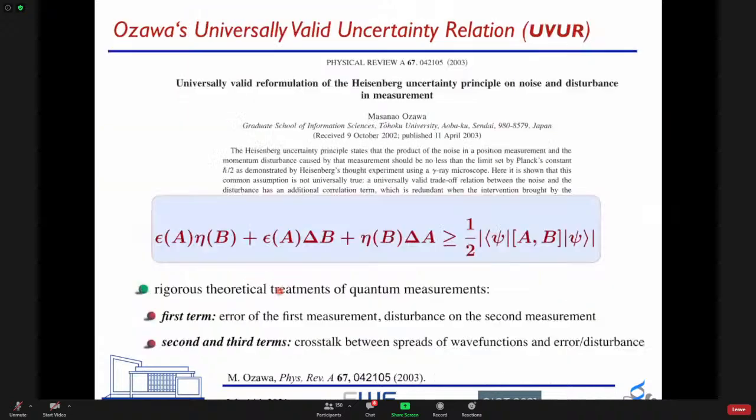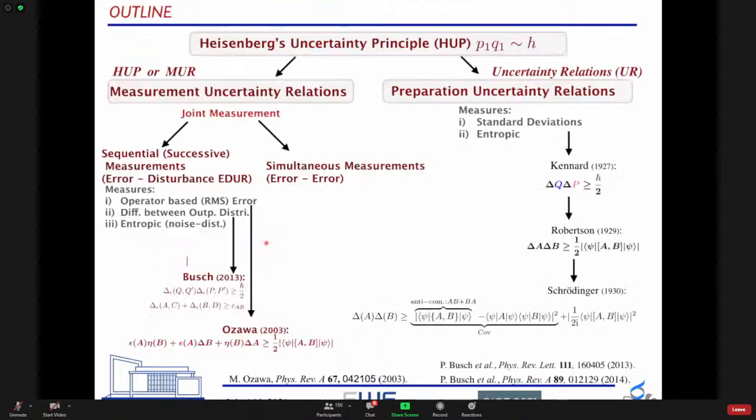find new concepts. And this was done first by Professor Ozawa, who also gave a talk, and I think it was in the first week of the summer school. And in 2003, he introduced these so-called universally valid uncertainty relations, where you not only have the two terms of error and disturbance, but you also have the standard deviations of the observables A and B. So you have three terms. The first term, the usual error-disturbance trade-off, and the second and third terms somehow reflect the crosstalk between the spreads of the wave function and the error and disturbance.